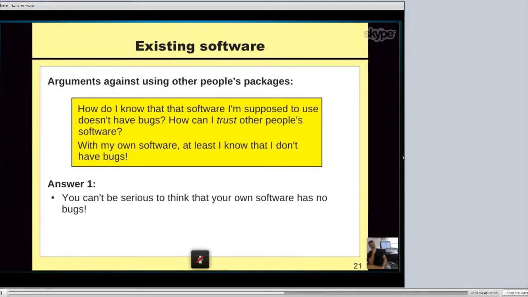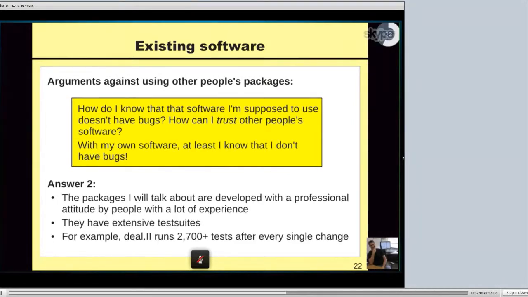Now, the question is just, what is your attitude towards testing software? How do you actually find bugs? And I think that's where these packages that I will talk about some more in the future come in. These packages are written by people who have a very professional attitude about bugs and fixing bugs, and who have sometimes done this for decades. One of the things we have learned in our field is that you cannot prevent bugs unless you have extensive test suites.